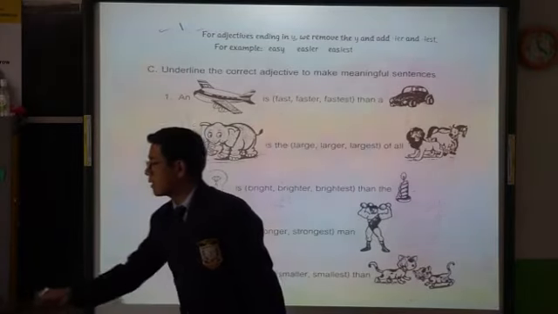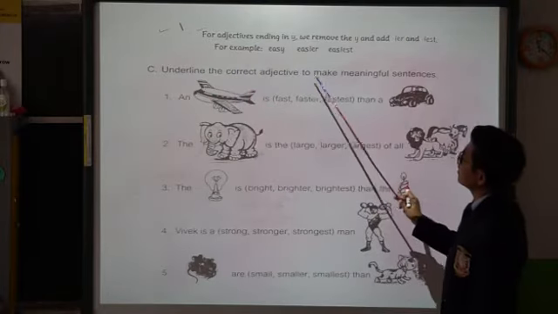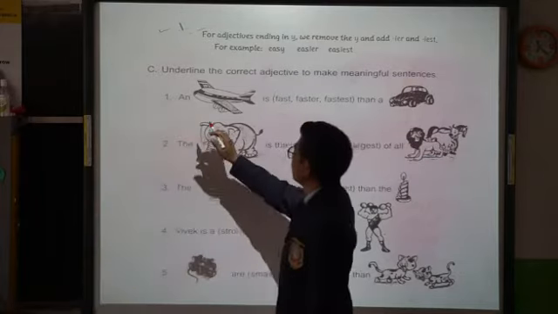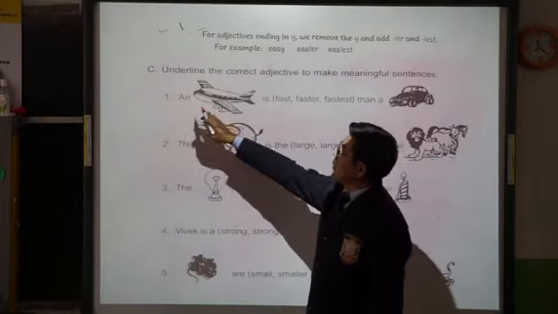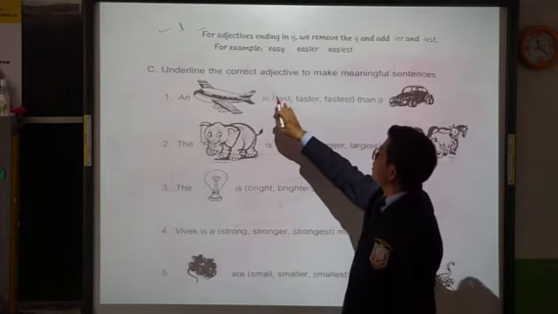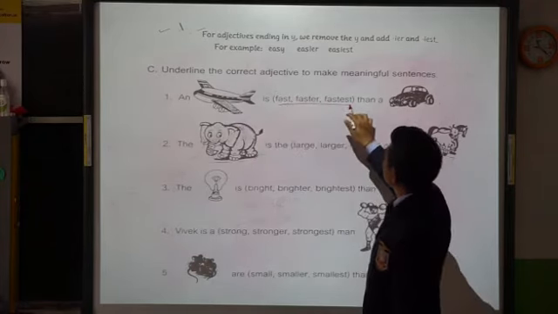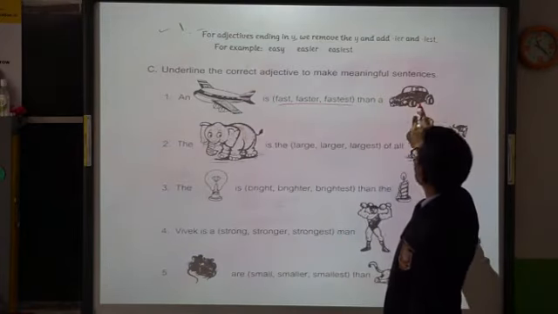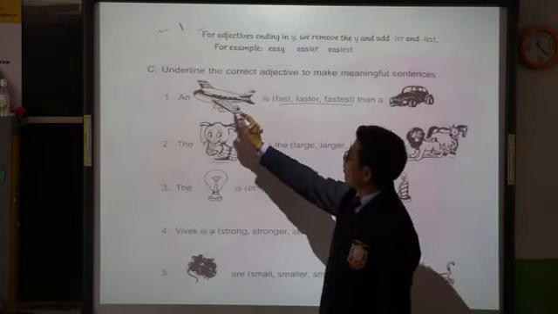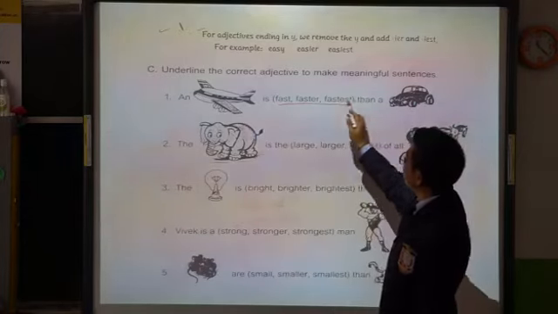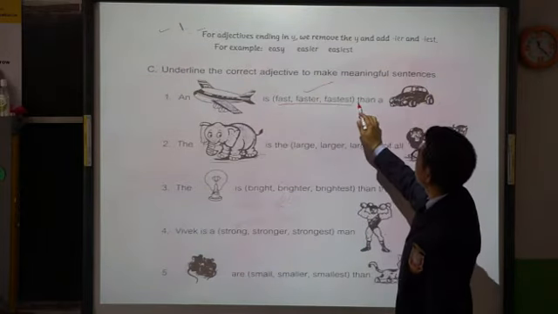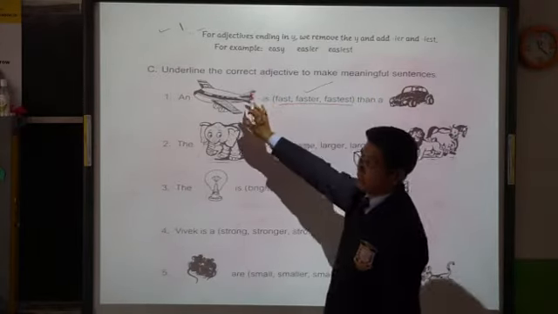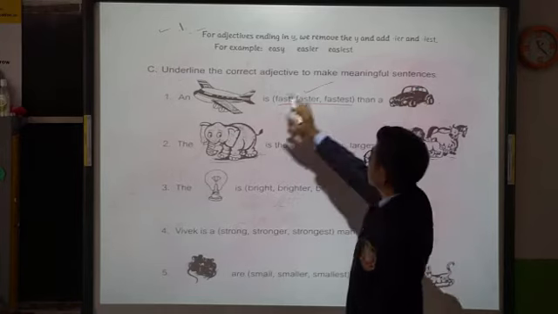Now, the next exercise: underline the correct adjective to make meaningful sentences. And the picture is an aeroplane, isn't it? You need to choose from the adjectives here. An aeroplane is dash than a car. Which word will go here? Faster than a car, because we are comparing two things out here. So that's why we add ER, faster.